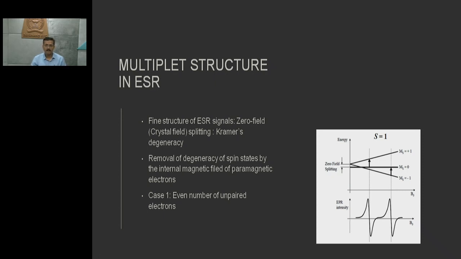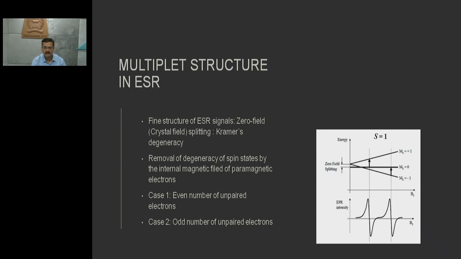So there are two cases. One is an even number of unpaired electrons, meaning 2, 4, 6 and so on, and their total spin is such that S is equal to 1. At that time they show mS of minus 1, 0, plus 1. So that is the total spin we get, 1, when there is an even number of unpaired electrons.